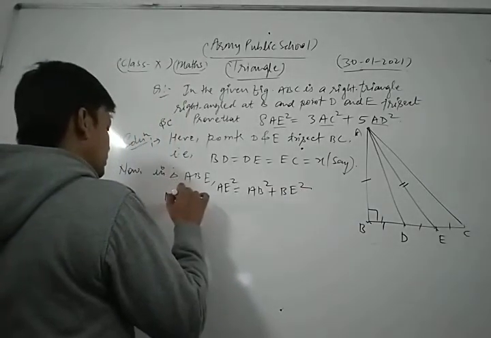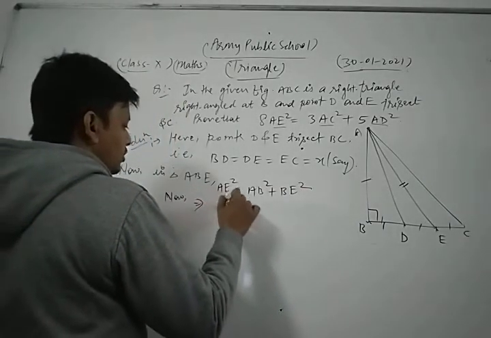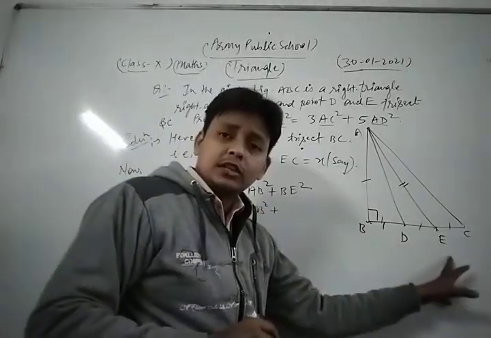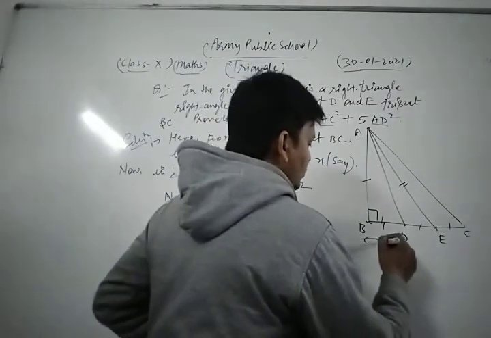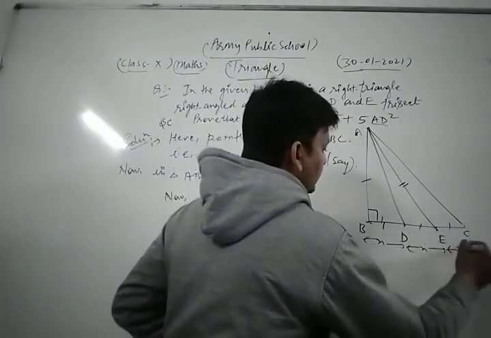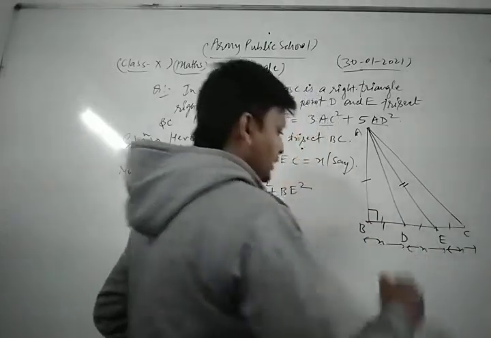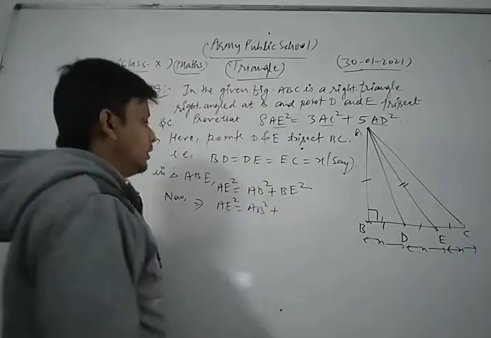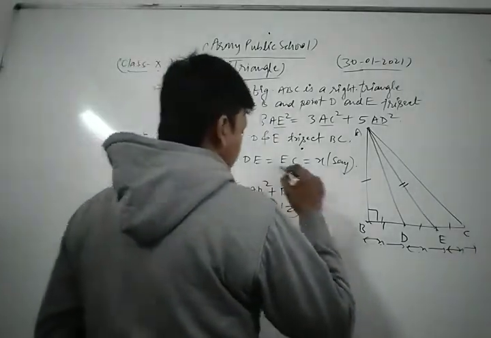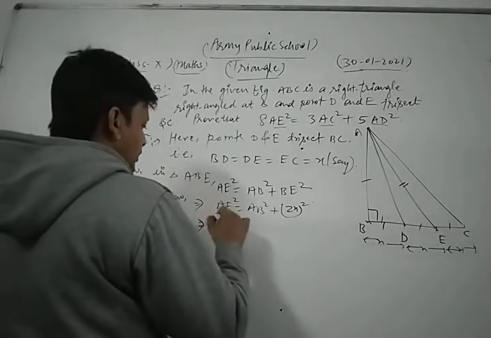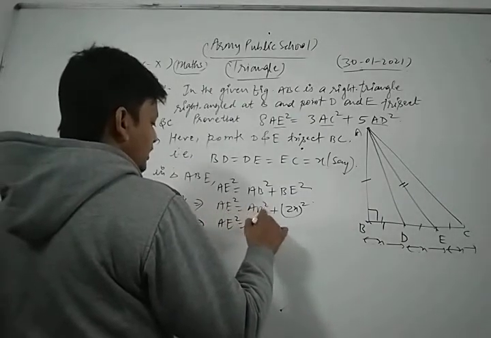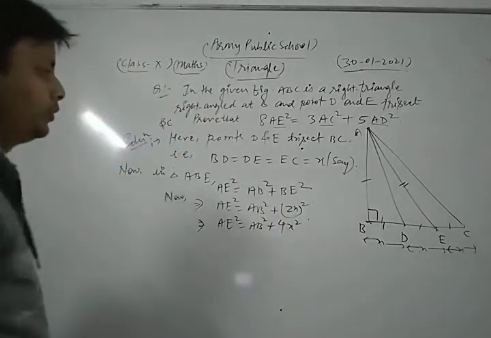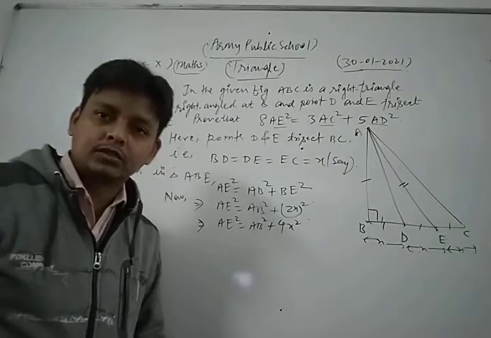Now AE square is equal to AB square plus, let's see, the value of base BE. We take BD as X, and DE is X. So the value of BE is X plus X, that is 2X. So we put 2X whole square. Now AE square is equal to AB square plus 4 into X square. Okay, dear students.